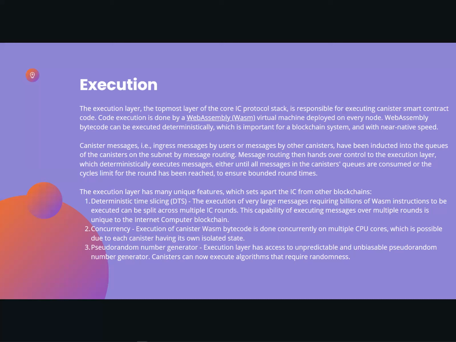There is also concurrency. So execution of canisters through the WASM bytecode is done concurrently on multiple CPU cores, which is possible due to each canister having its own isolated state. The other one is the pseudorandom number generator. That is through the execution of canisters. So canisters can now execute algorithms that require randomness.